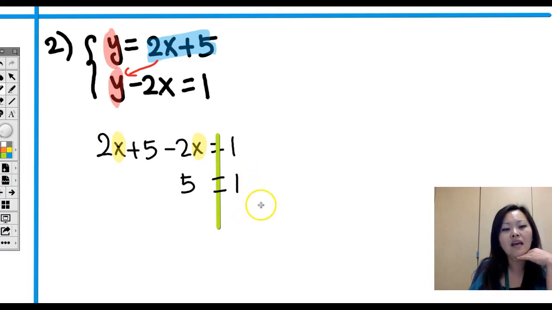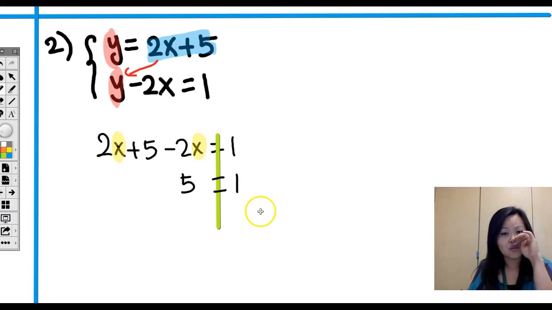Today is a weird day. I keep trying to find out what x is equal to and what y is equal to, but all I get is 5 is equal to 1. And we all know that they are really not equal to each other, right? So I'm going to cross it out.